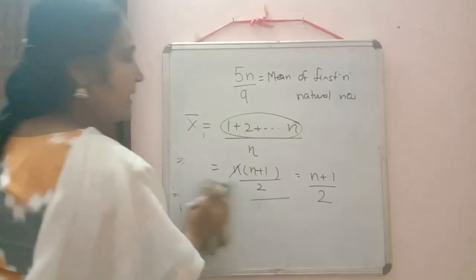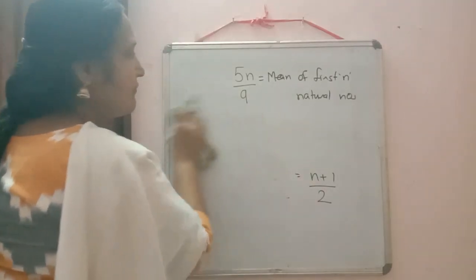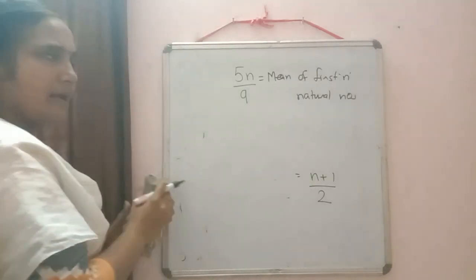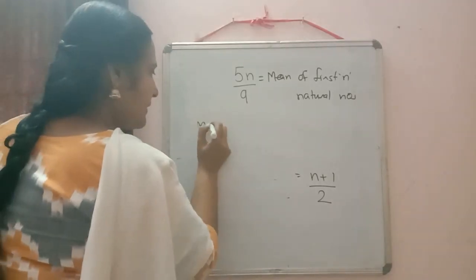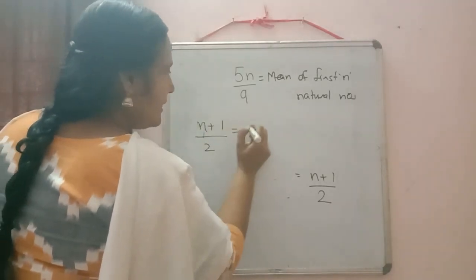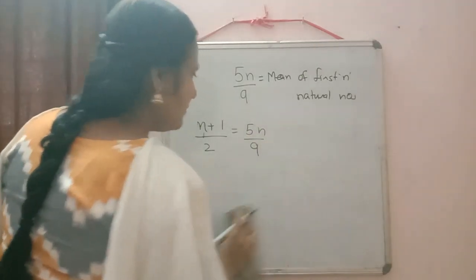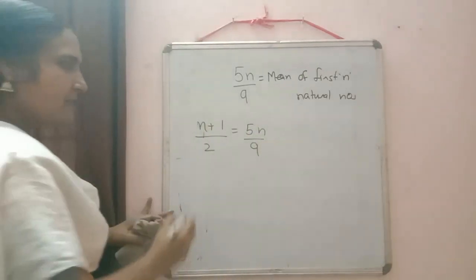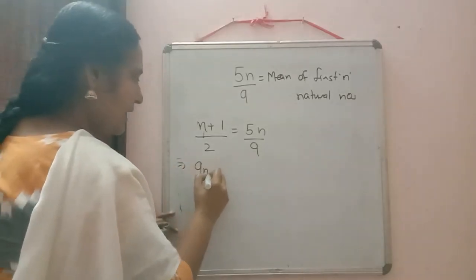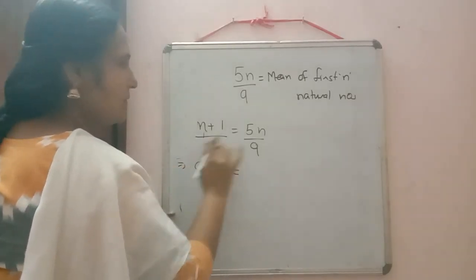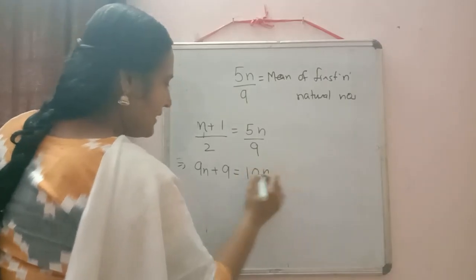But in the question they gave the mean is equal to 5n by 9. So we can equate. Okay, write down there: (n plus 1) by 2 equal to 5n by 9. Now what we can do? Yes, cross multiplication. Then it will be equal to 9n plus 9 is equal to 5 2s are 10n.